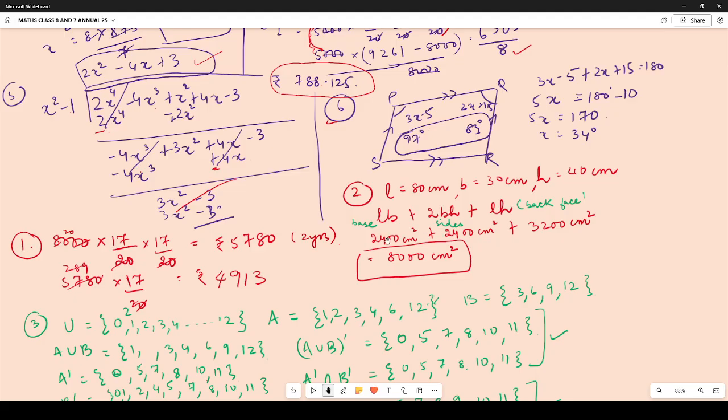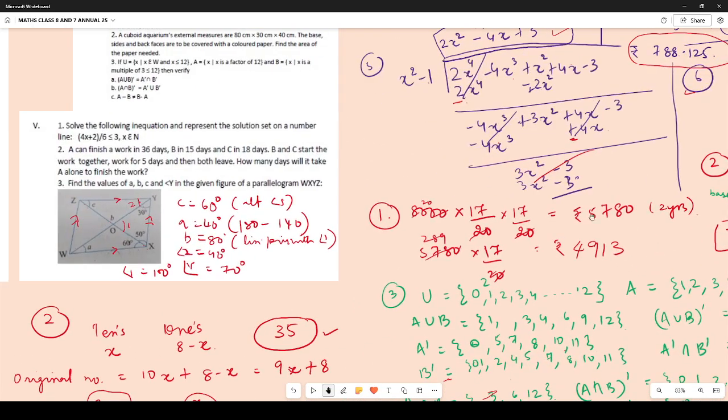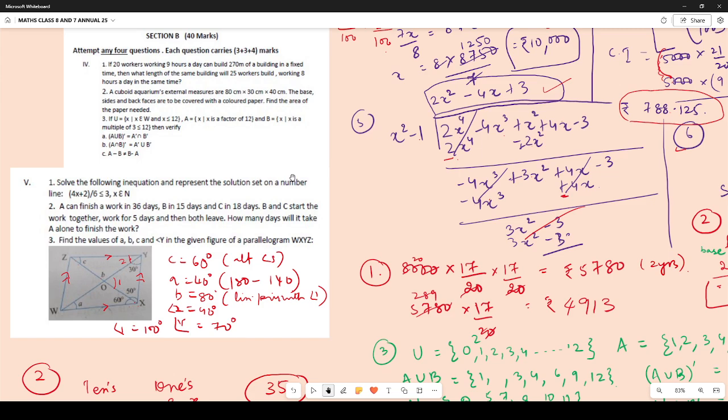So what you have over here is length into breadth, 2400, twice breadth into height, 30 into 40 is 1200, 1200 into 2 is 2400 square centimeters, and again length into height is 3200 square centimeters. So together when you add all of them up, it comes to 8000 square centimeters. So that is how you calculate the area of the paper needed.